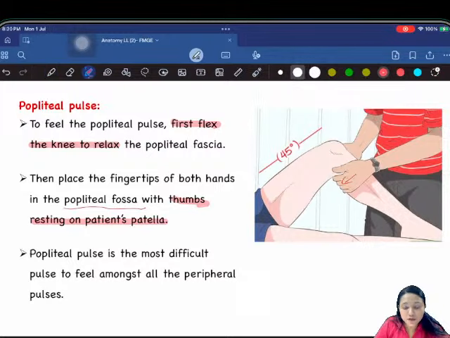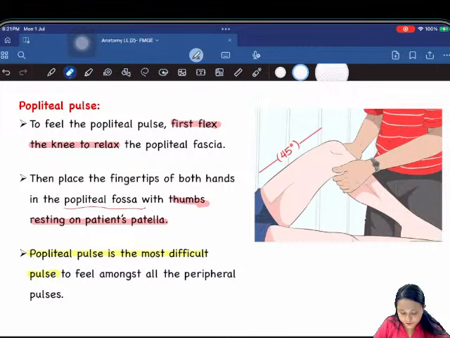Now this pulse is the most difficult pulse to feel among the peripheral pulses. So we are least likely to feel this pulse, but whenever we do not find any other peripheral pulse, we feel the popliteal pulse by flexing the knee. Okay, you have to remember that the knee is flexed.